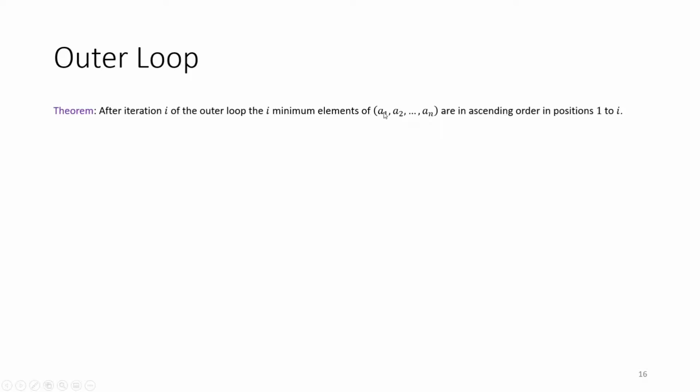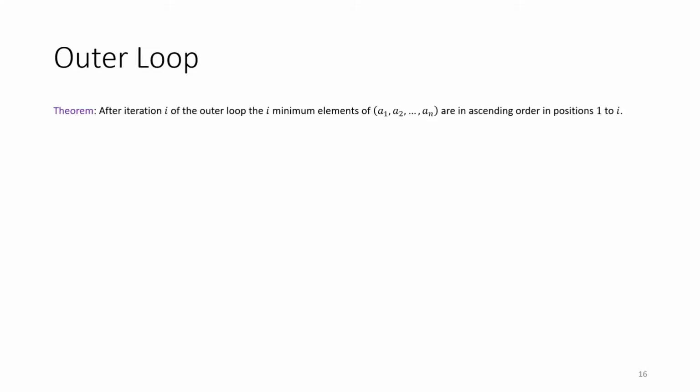Of the whole list, the whole sequence, are in ascending order in positions 1 to I. Now that last clause is allowing me to capture them in the correct positions, making it more formal. I'm saying those I minimum elements, first of all, are in ascending order, and they're in the right range of indices from 1 to I that they belong in. If they're in that range and they're in ascending order, then every single one of them is in the right position. So here I've just formalized that a little bit more.